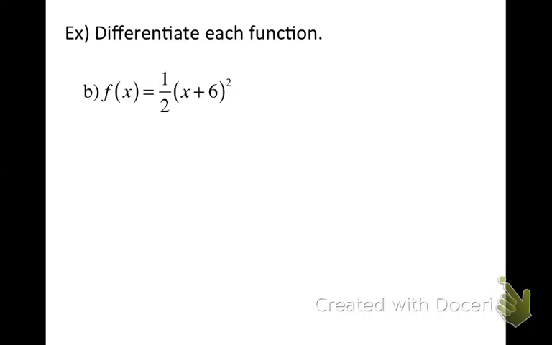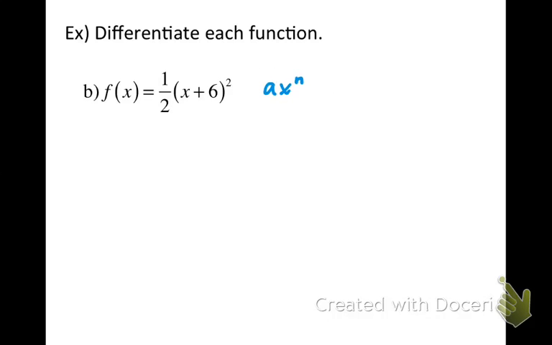We've got the function f of x equals 1/2 times the square of x plus 6. Now in a later video, I'll teach you a more direct way of doing this differentiation, but for right now, I'm only teaching you how to differentiate power functions because that's what we've learned. And so here's what I need to do. I need to rewrite this function so that it only has terms in the form ax to the nth power.